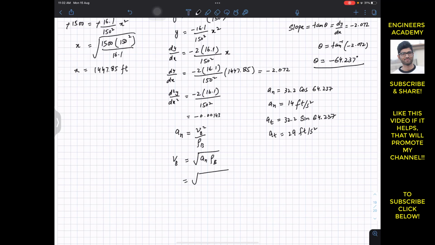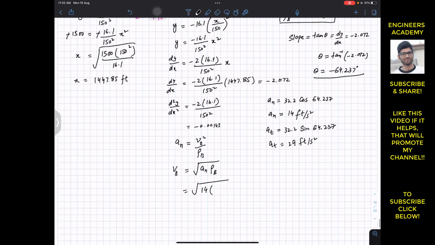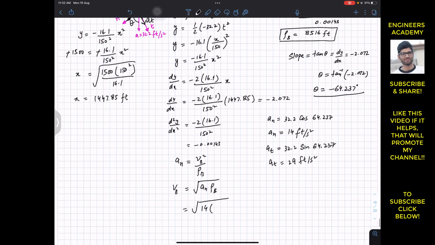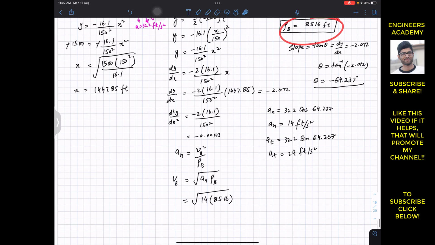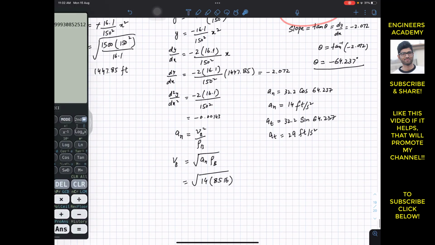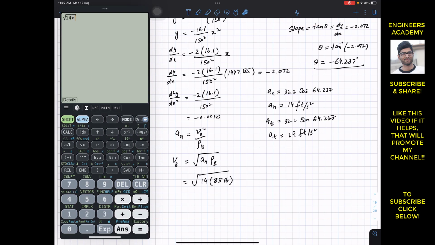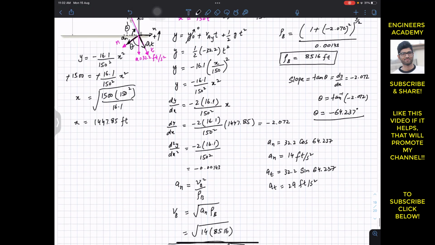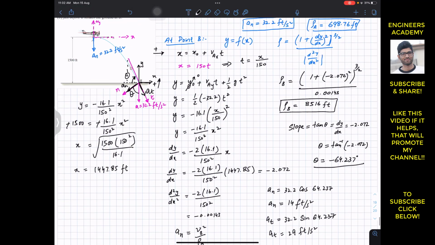So now an is 14 and rho b is 8516. Here we have determined this is 8516, so under the square root, this is 14 into 8516. So this gives us vb equals to 345.29 feet per second. So this is vb. So this is the solution of this particular problem. I hope this will help you in your learning.